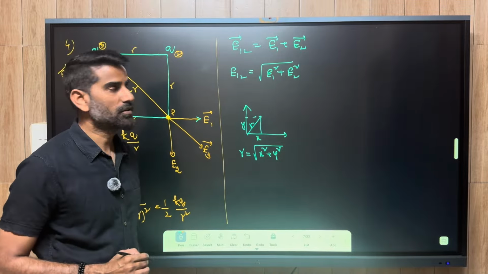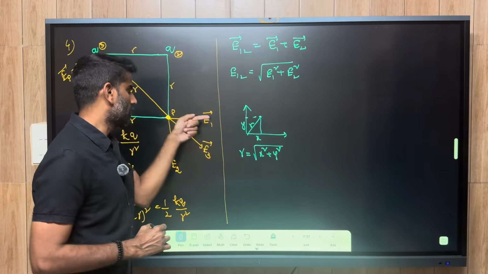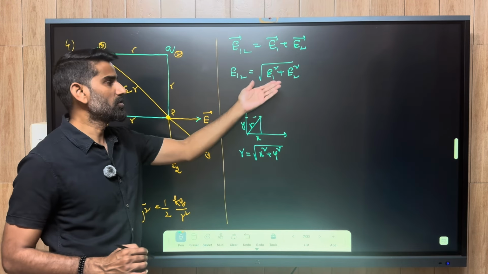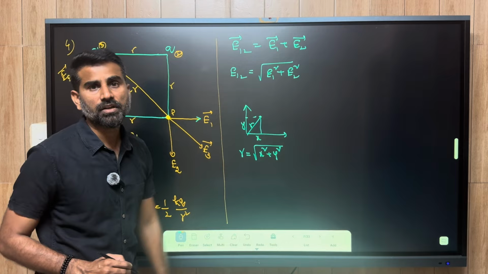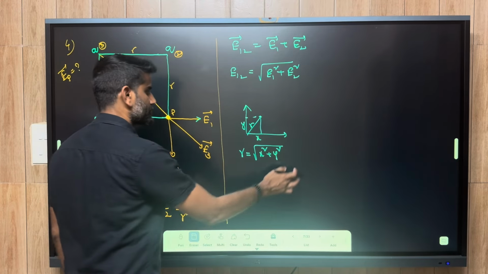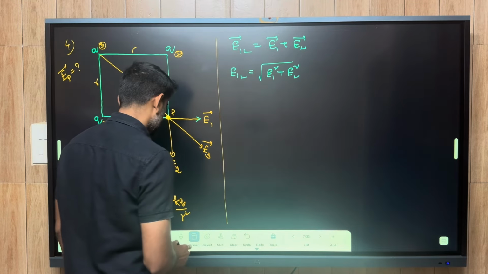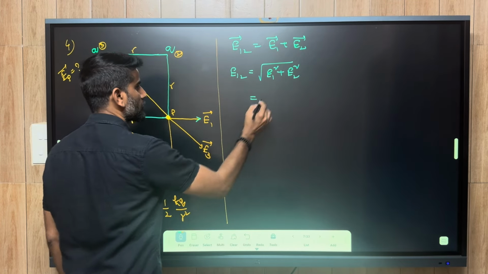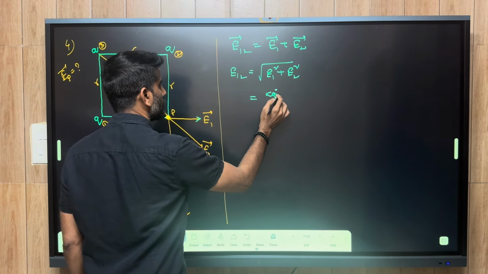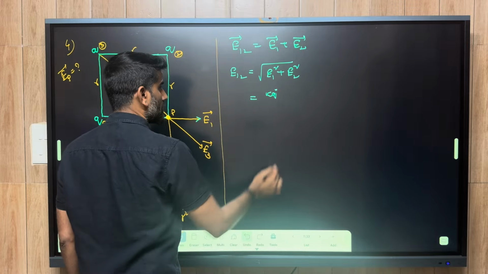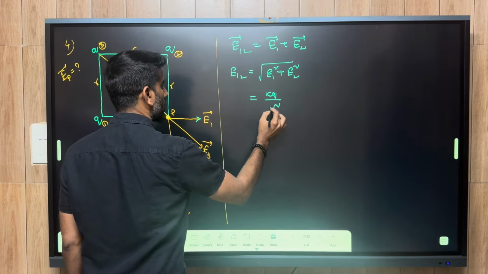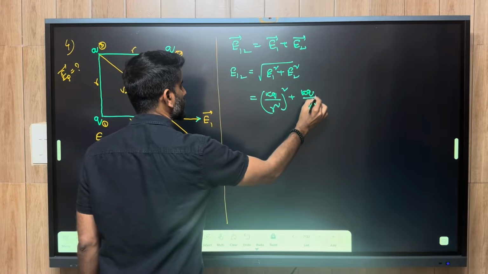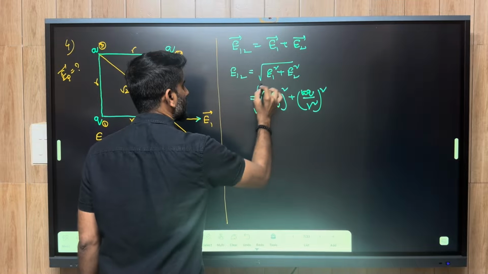Same concept I have used here. This E1 is acting along the x axis, E2 is acting along the minus y axis. So I am using the magnitude squares, adding them to get the magnitude. Right. Now I'm replacing the expressions here: Kq by r square whole square, again Kq by r square whole square, under root.